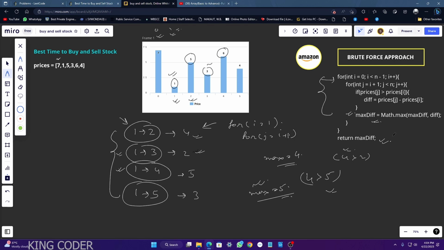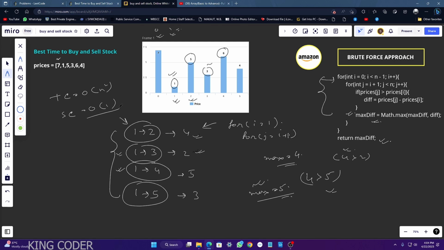Let's talk about the time complexity of this approach. So time complexity will be big O of n square, as we have run two nested for loops, and space complexity will be big O of 1 because we have not used any extra space.